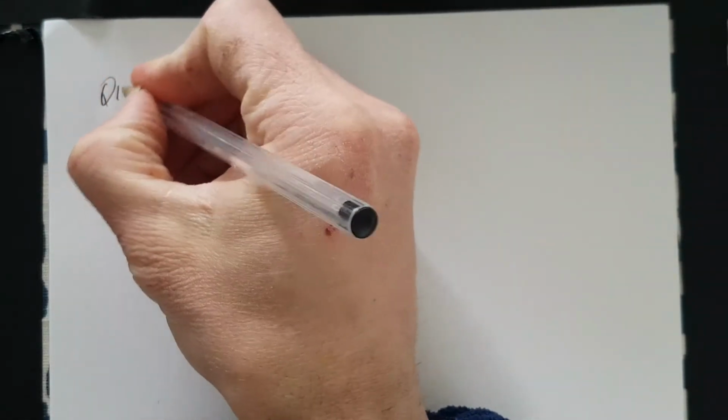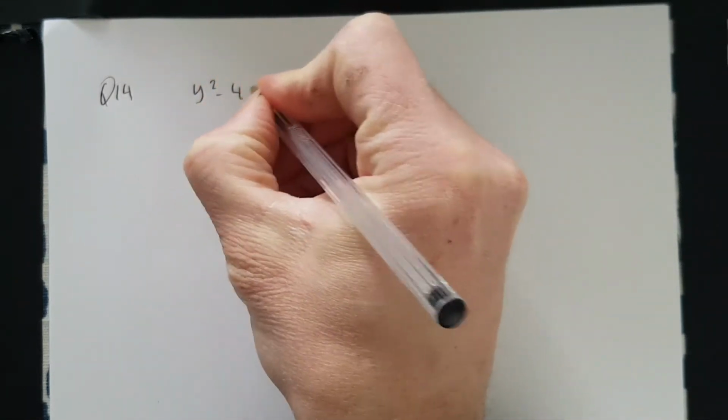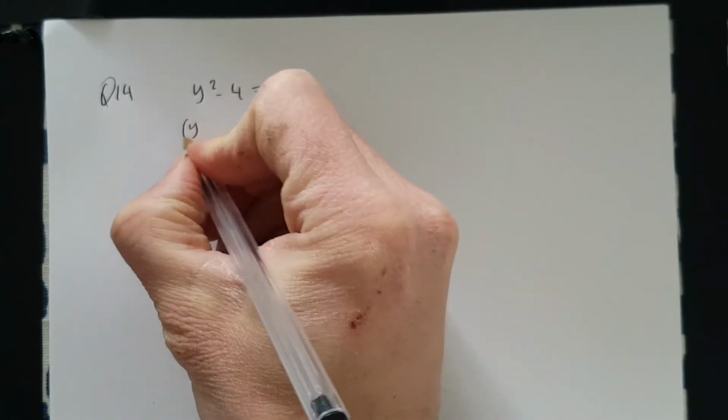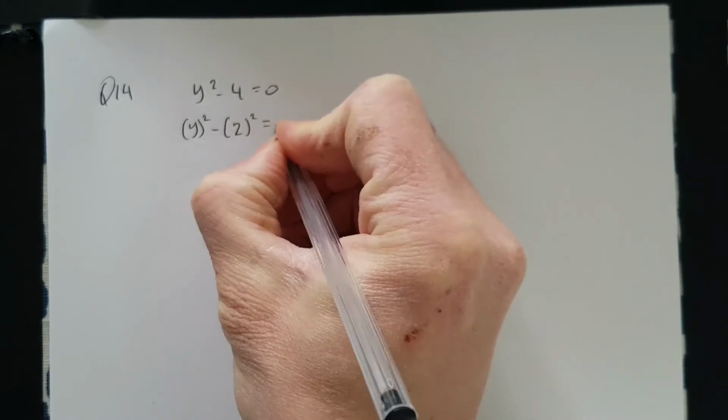Okay, so first thing we're going to do, we're going to have a look at our homework questions from last night. So question 14, which was y squared minus 4 is equal to 0. This is going to be the difference of two squares because y squared can be written as y to be squared and 4 can be written as 2 to be squared is equal to 0.